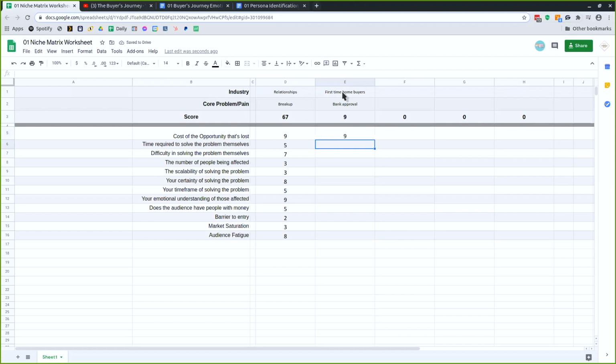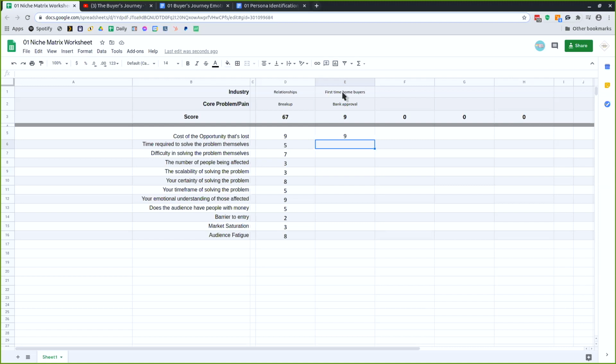Okay, so time required to solve the problem themselves. How long is it going to take for them to figure out how to get that bank approval letter and actually get their first property? I would say if they start working on it, no more than about a month or so if everything goes right. A month? To get the first property, if you have all the correct credit information and the paperwork, you probably could close out on a deal in about a month. Yeah, I would agree if you've got everything together.